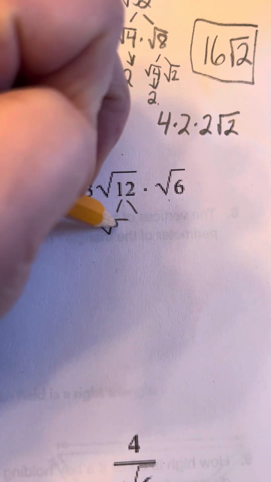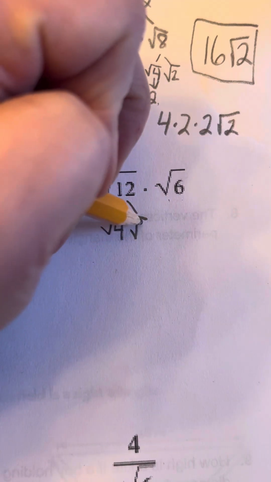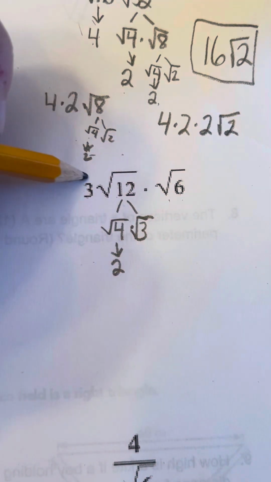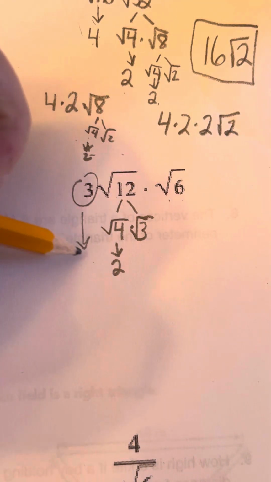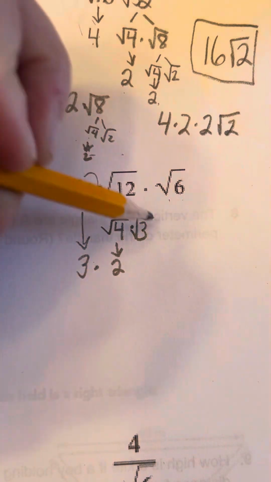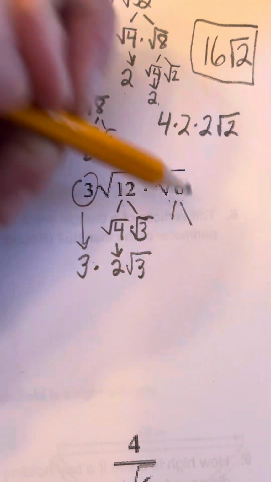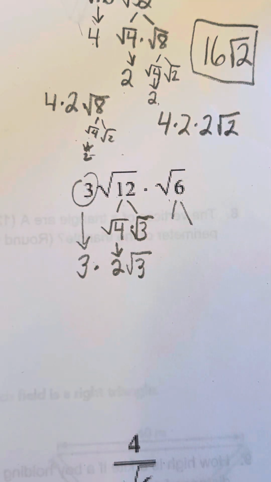We're going to do 4 and 3, because those multiply to get me 12. I've got a perfect square right here, so that's 2. Now we cannot forget about that 3, so I'm going to bring it down. So I've got 3 times this 2 times the root 3. Now I'm going to do this and break it down. Two numbers that go into 6 besides itself, 2 and 3.